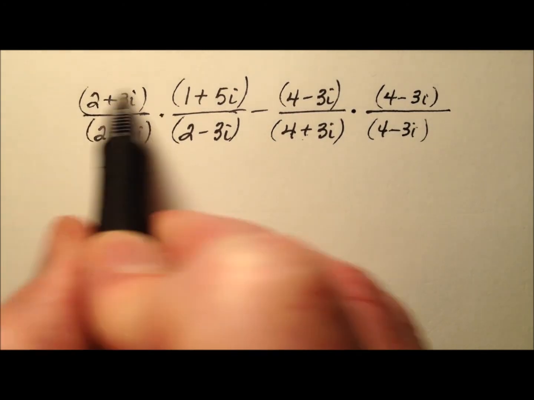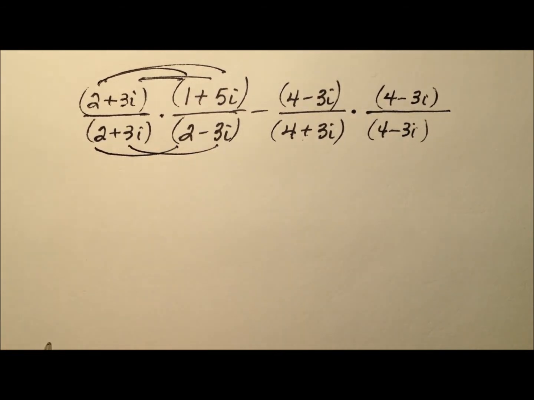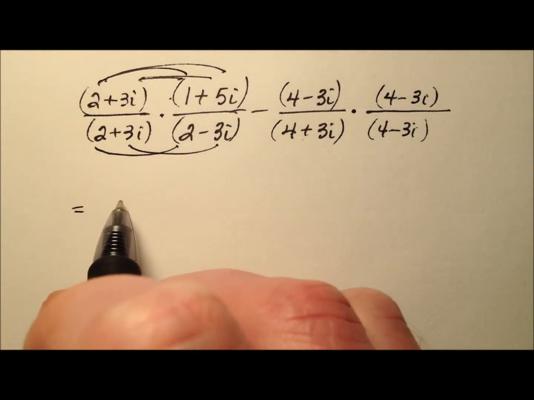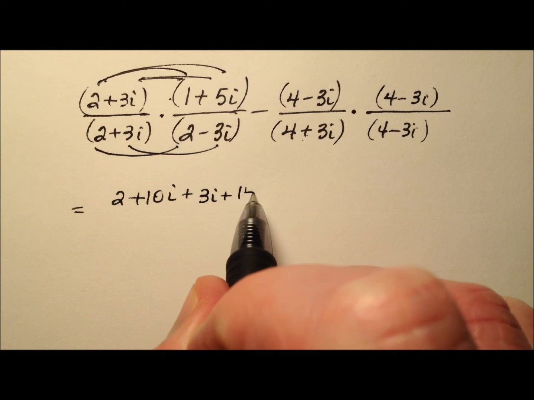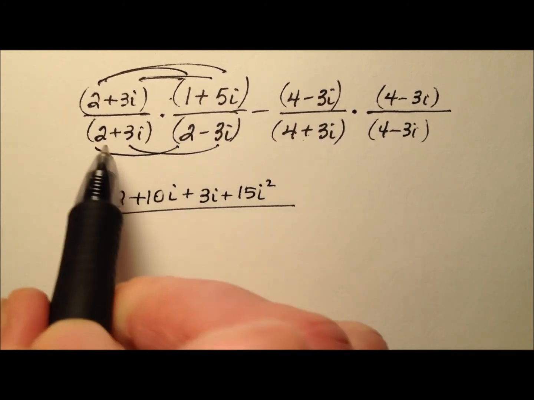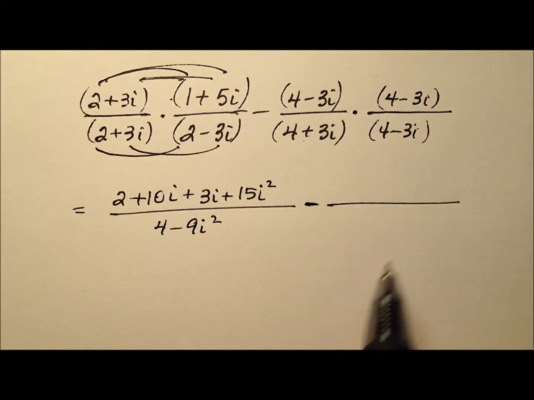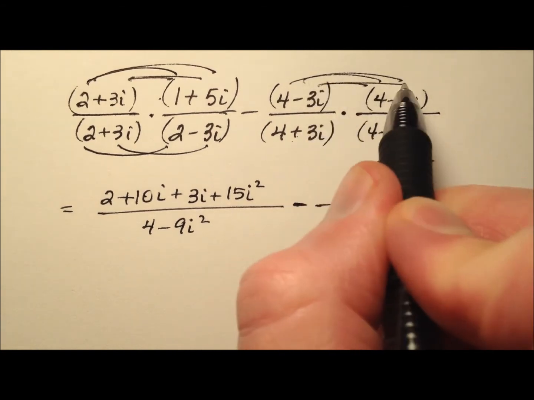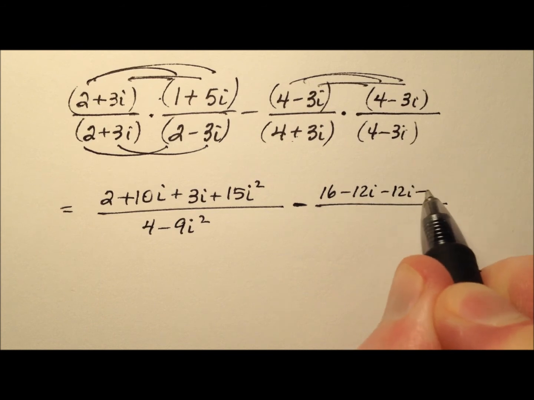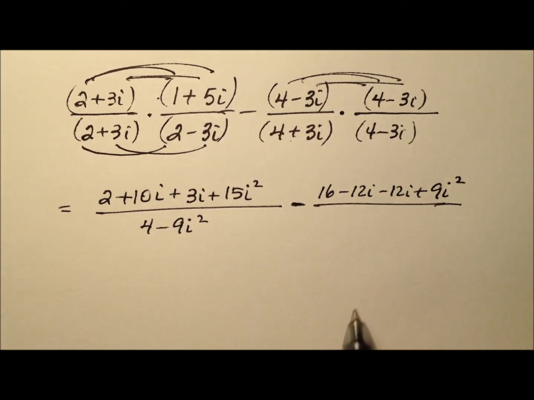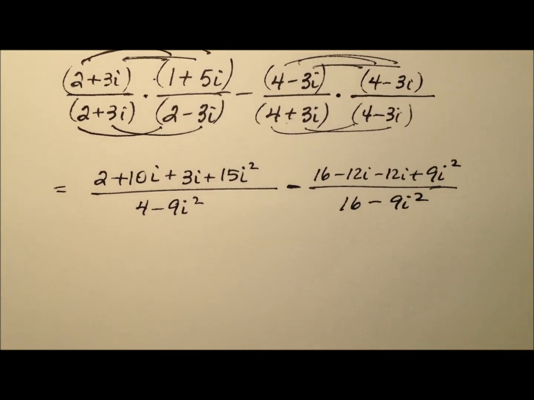Okay, so when we multiply through the first, we're going to distribute here and here, and then the denominators are just firsts and lasts. So we have 2 plus 10i plus 3i plus 15i squared all over, and it looks like 4 minus 9i squared. And we're going to subtract from that, this distribution, 16 minus 12i plus 9i squared. And then, of course, the denominator is 16 minus 9i squared.